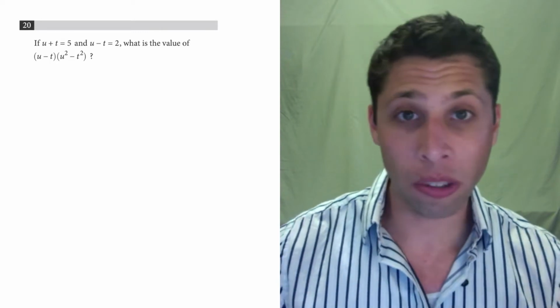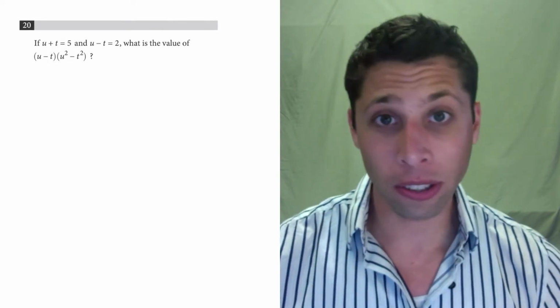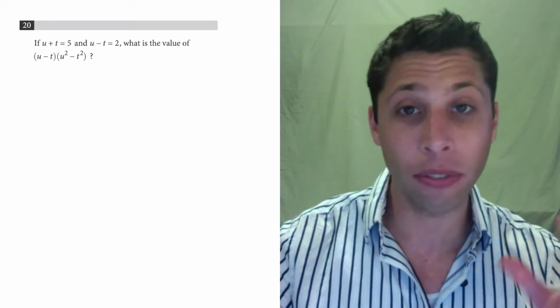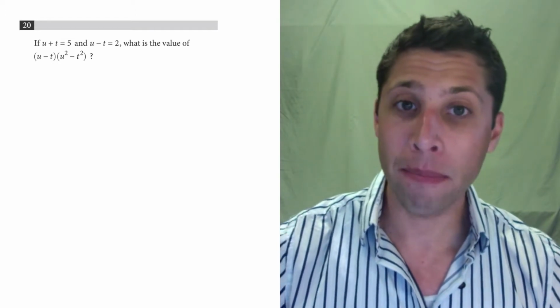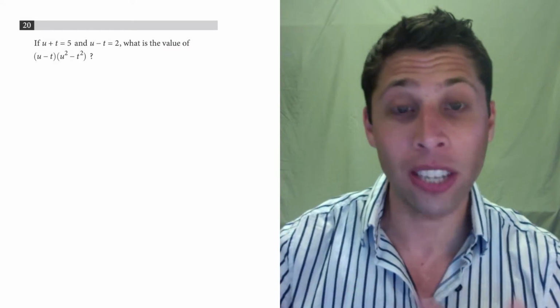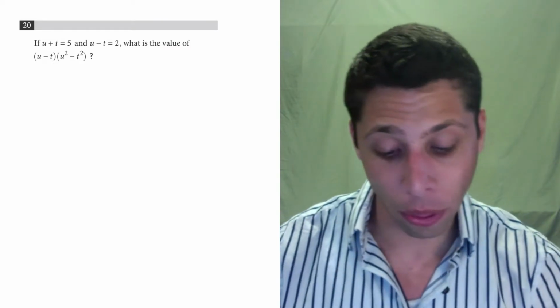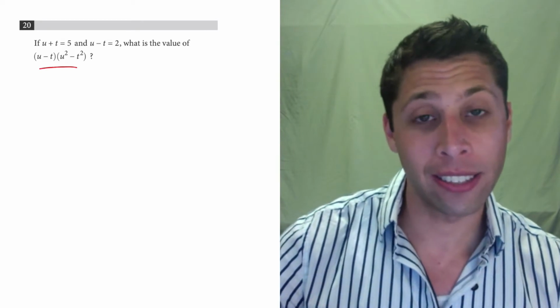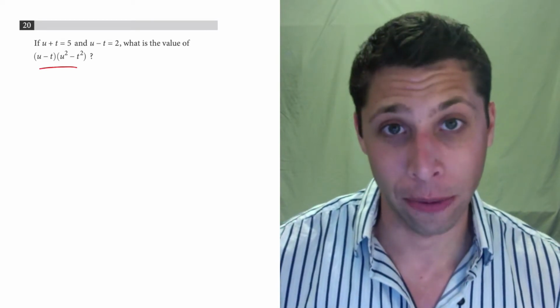So it looks like we've got some weird information. It also looks like it's a point of intersection, right? We've got all these different equations. My math instinct might tell me to solve for u and solve for t and then plug them into this final thing that they want, and we'll get a final value.